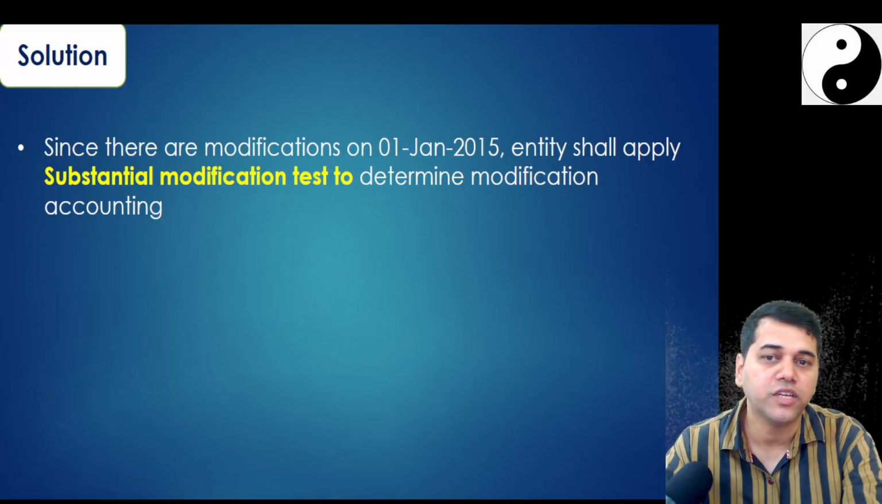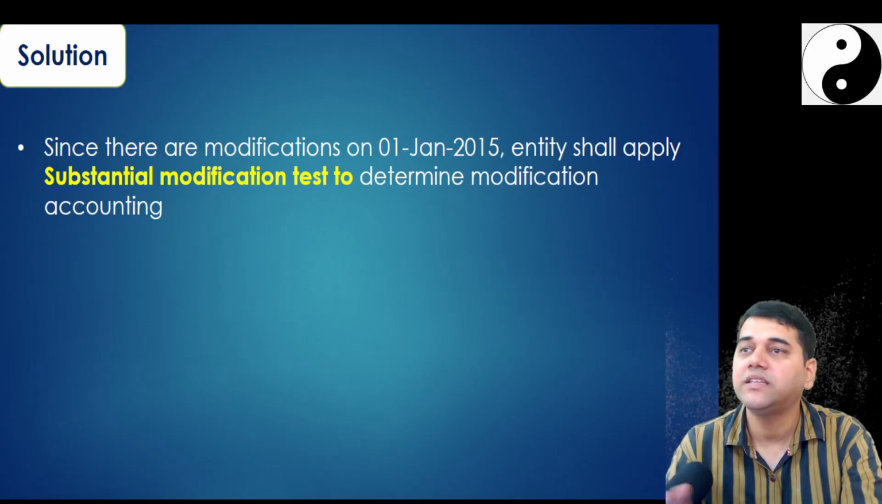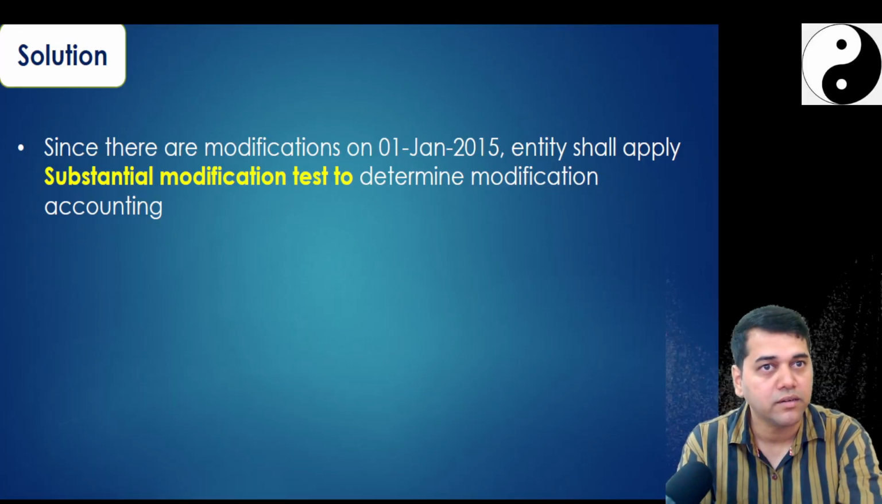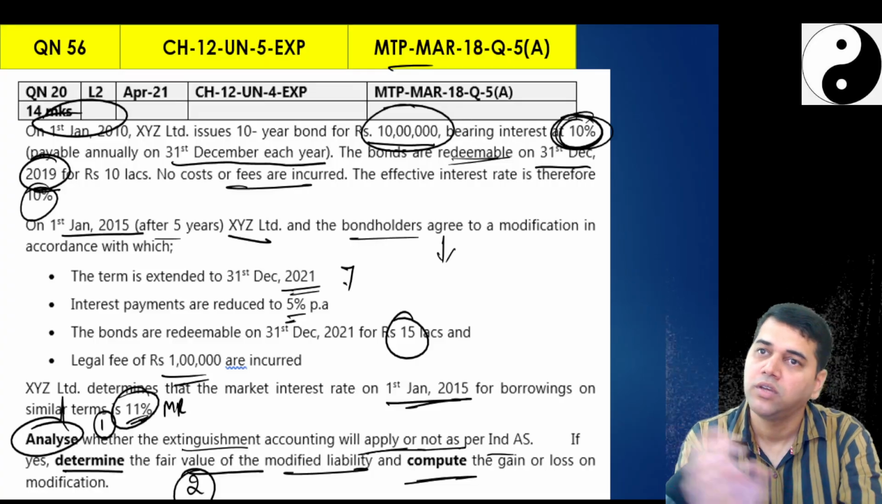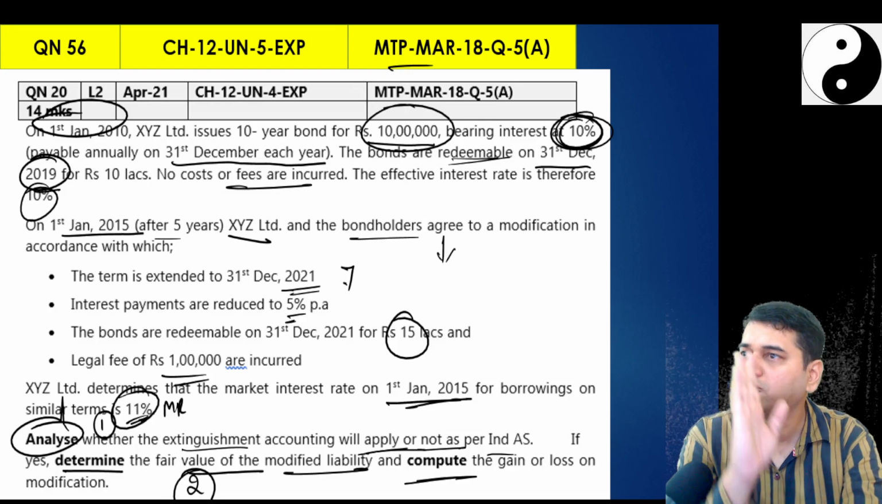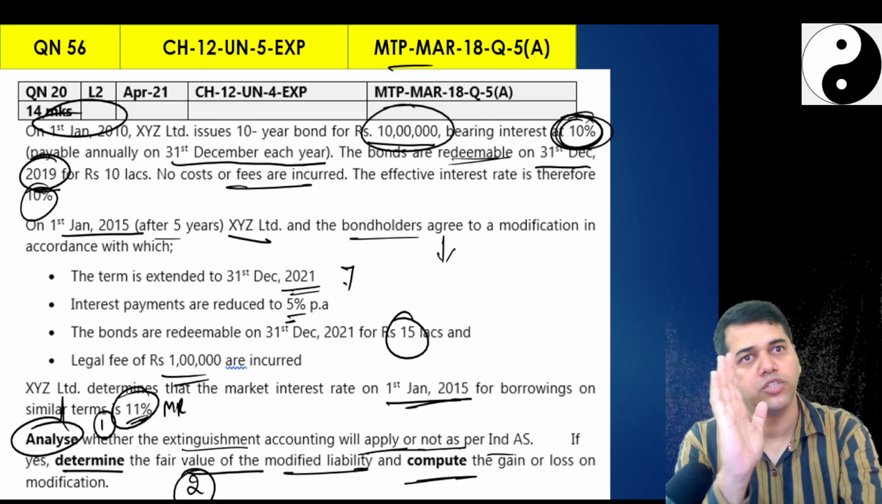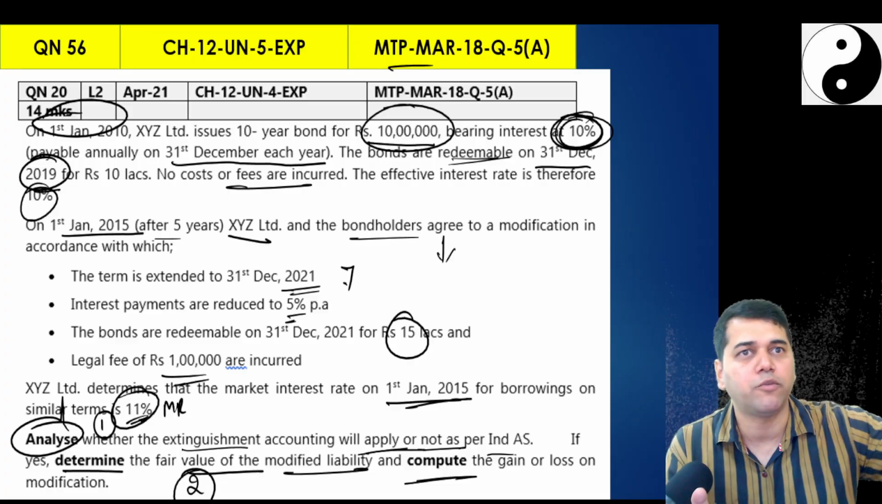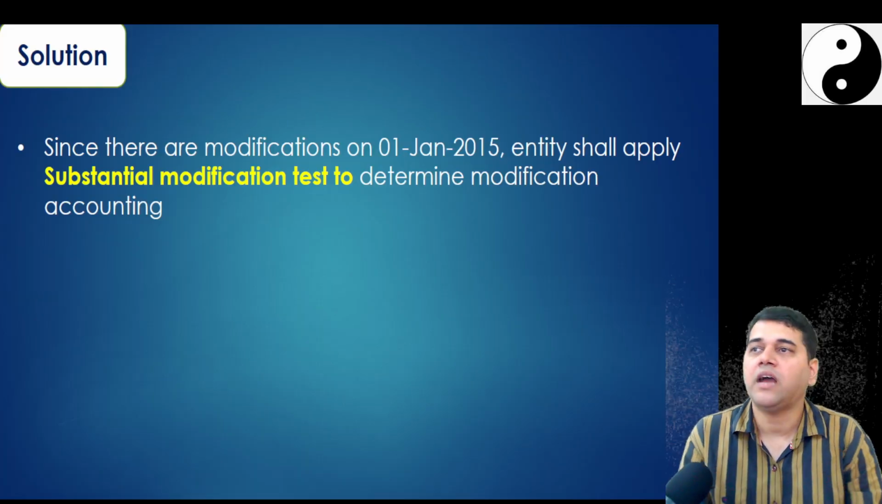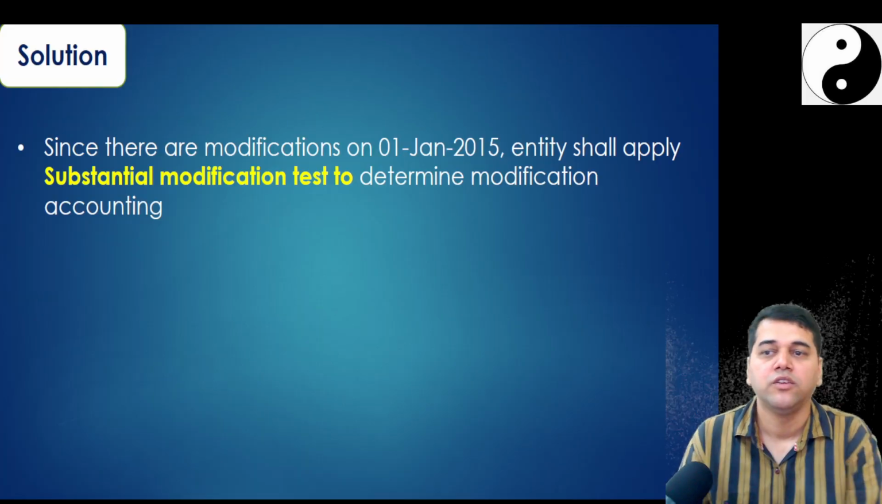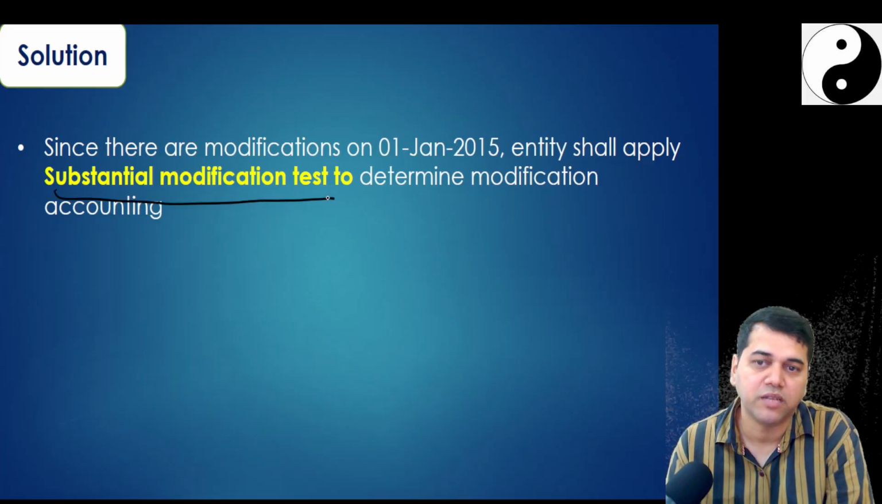Since there are modifications on 1st of January, did they ask you for a journal entry right from the beginning? What did they ask you? Analyze whether the extinguishment accounting is applicable or not. We will speak only about that. Why should I speak about the original data and all? Originally it was at fair value, so the first 5-year amortization schedule is not required. So how am I going to check whether it is substantial? We have to perform the substantial modification test.